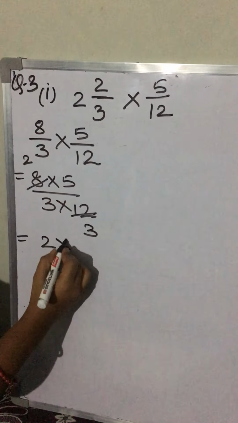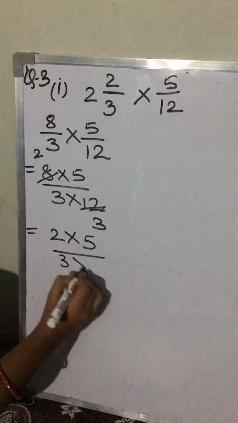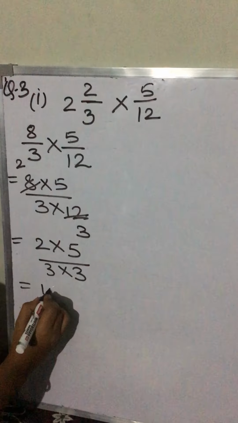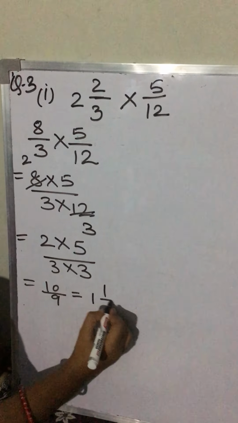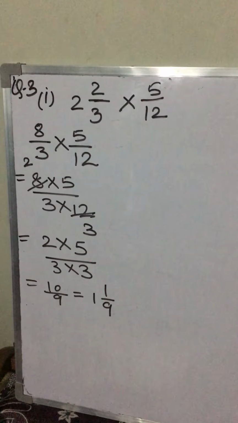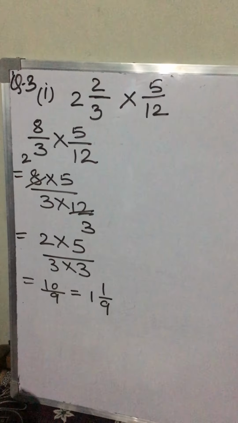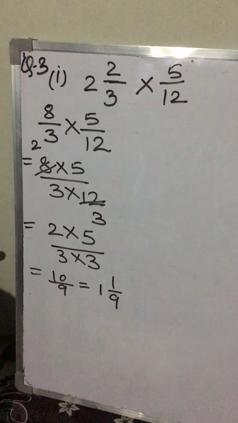So the numbers which are left with us are 2 into 5 divided by 3 into 3. So the answer is 2 5s are 10, 3 3s are 9. When you convert it to an improper fraction, 1 1 is 1, 9 1s are 9, 9 plus 1, 10, so 10 by 9. Okay. Now see its next part which I am going to solve for you, its third part.